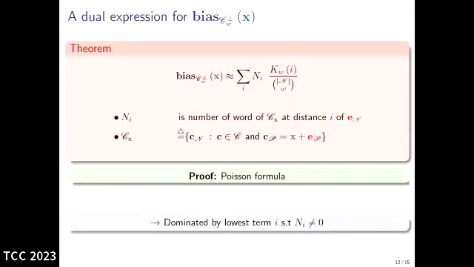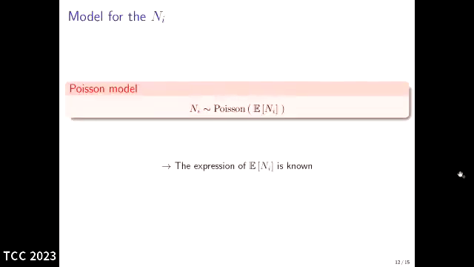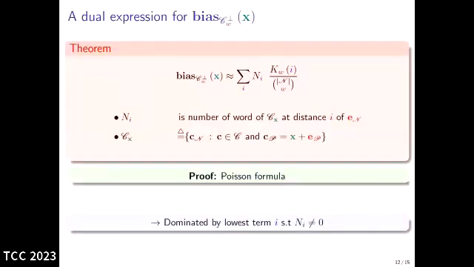And Ni is just the number of words in a certain code, which are at distance I of my error vector En. This certain code, Cx here, is just the code words of C such that C on P is equal to X plus EP, and we are only considering the distance on the N part. So now you have these two terms competing, because Ni increases exponentially fast when I increases, and the term on the right decreases exponentially fast.